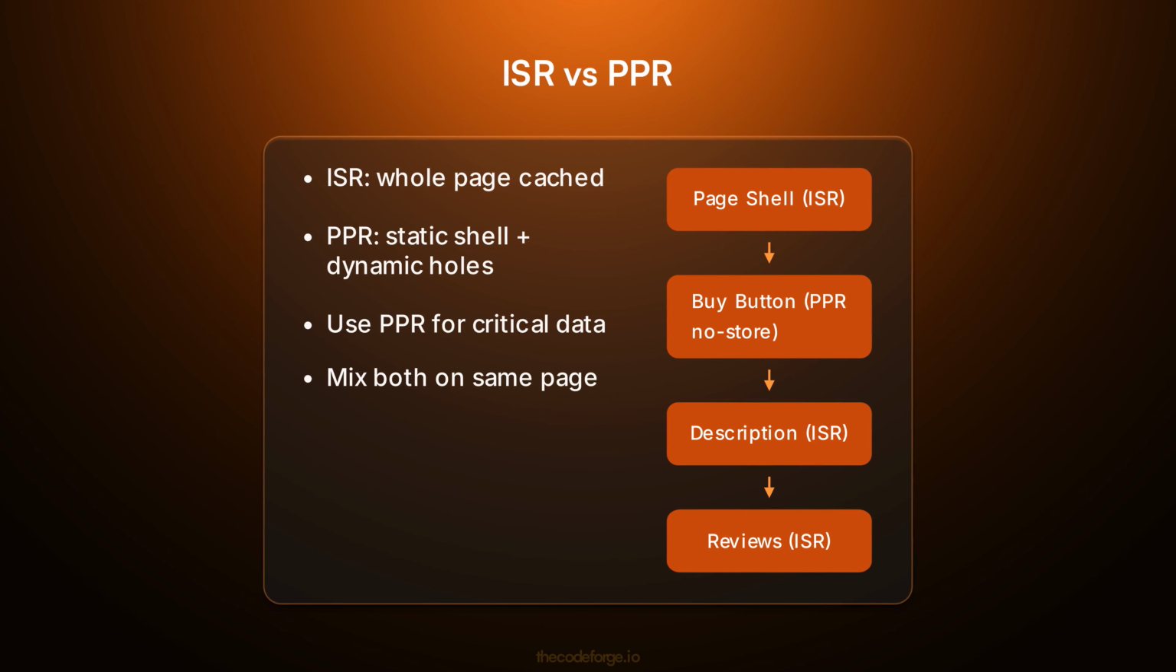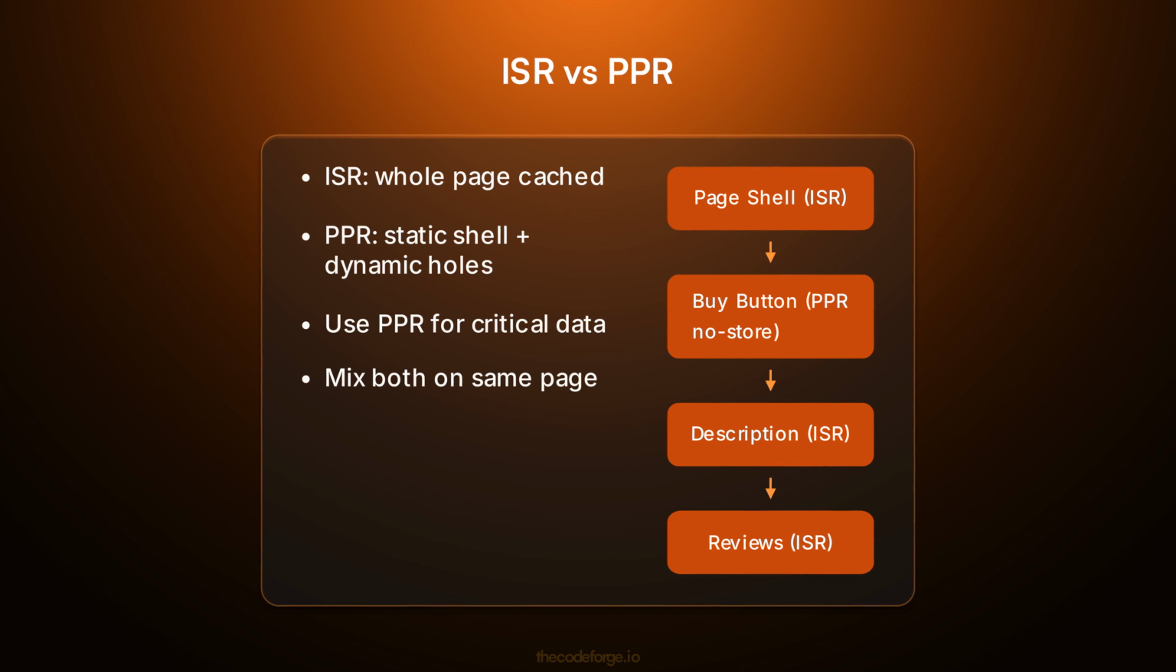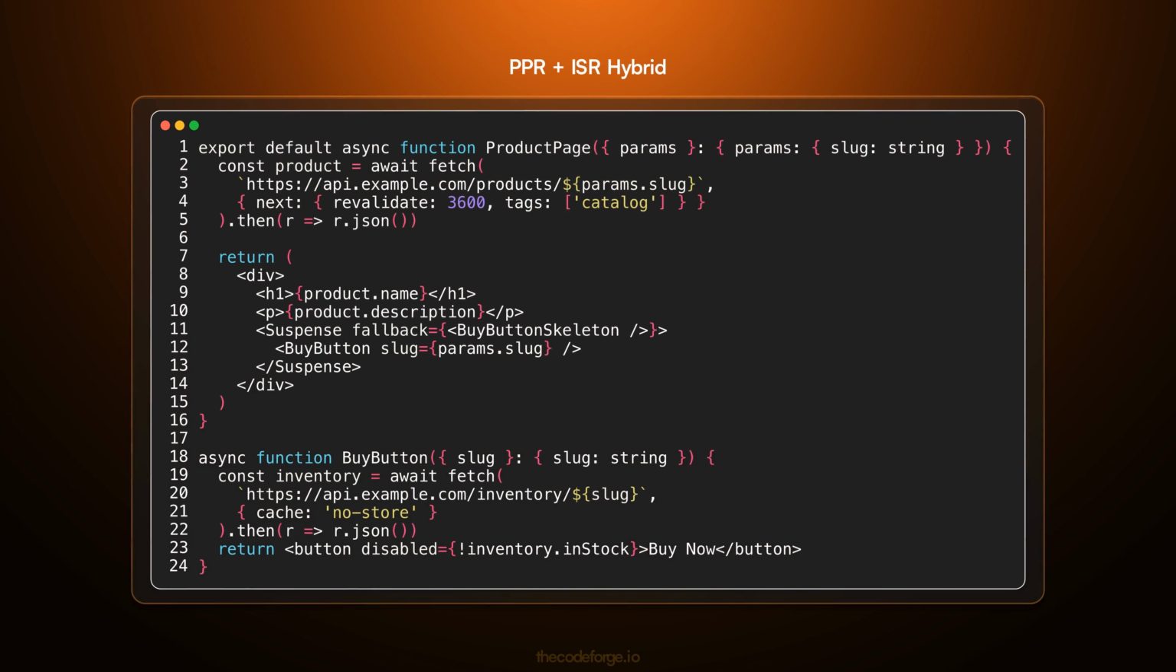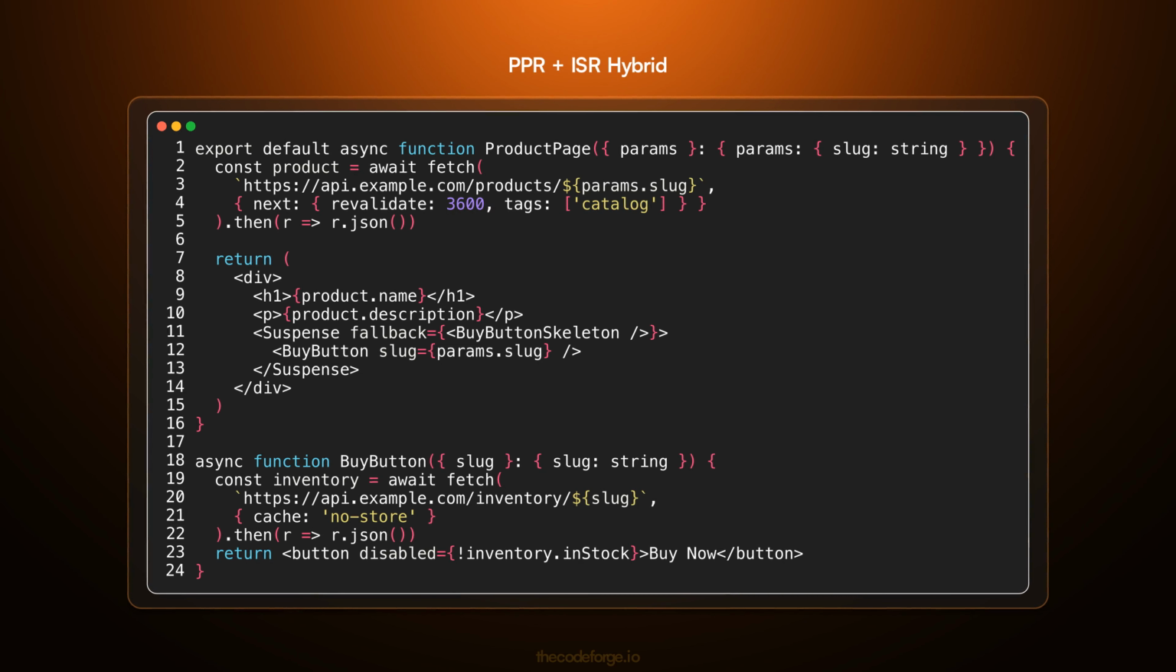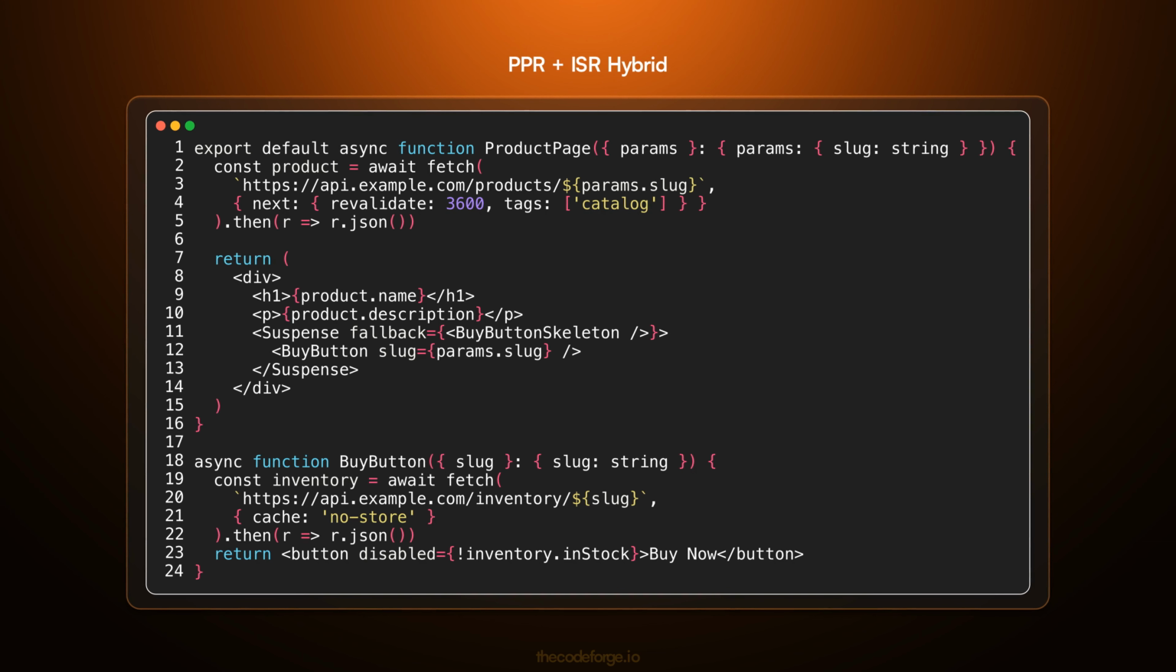For time-sensitive data like buy buttons, use PPR with cache: no-store inside a suspense boundary. The static shell can use ISR, but critical components always fetch fresh data. Here, the product description uses ISR with revalidate 3600, but the buy button uses cache: no-store inside a suspense boundary. The buy button always fetches fresh inventory data.